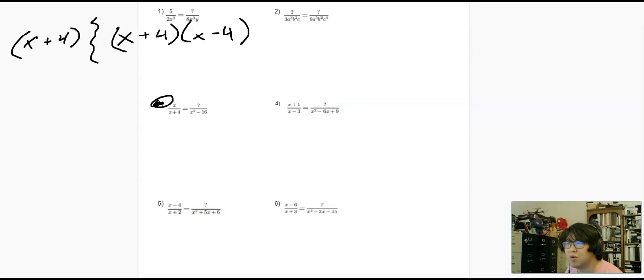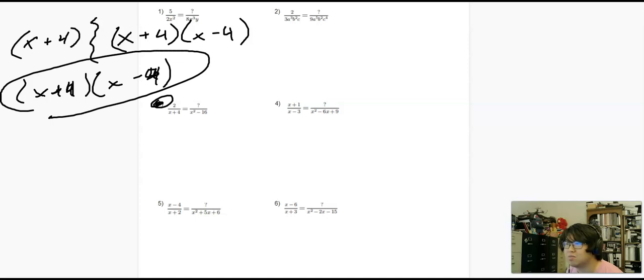Then I need to find out, okay, I have a factor of x plus 4. So here's my LCM part. That's the same for both of them. And then I have one factor of x minus 4, because the other one doesn't have it. So this right here is my LCM. Now with that knowledge, I need to find out how to get the numerator and denominator on the left to match this denominator.